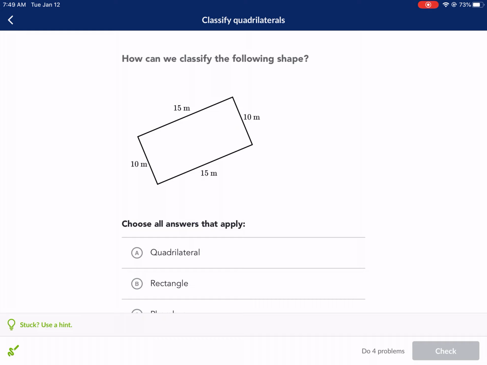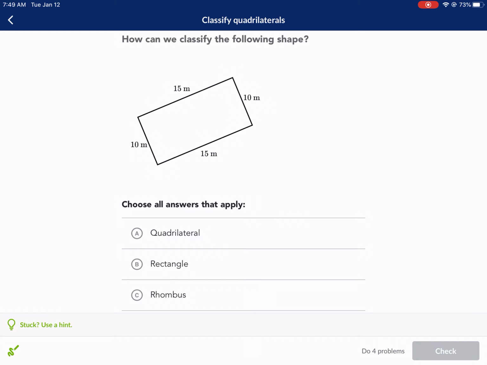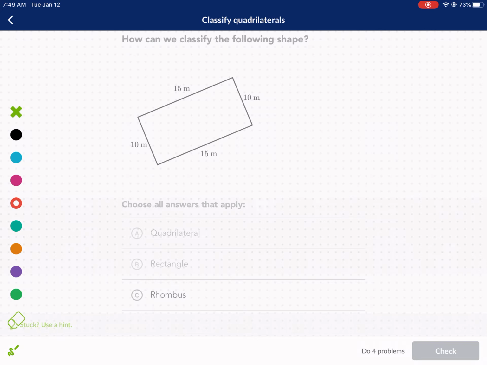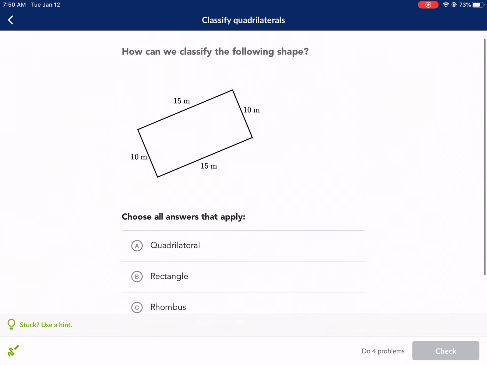How can we classify the following shape? So you see here we have opposite sides are congruent. So we have 10 and 10. Let me get my little marker out. We have 10 and 10 are equal. 15 and 15 are equal. Now, we don't know anything about the angle. We're like, oh, it looks like it's 90 degrees. We don't know anything about those, so we can't say that those are 90 degrees, even though it looks like it. So choose all the answers that apply. We can choose more than one.